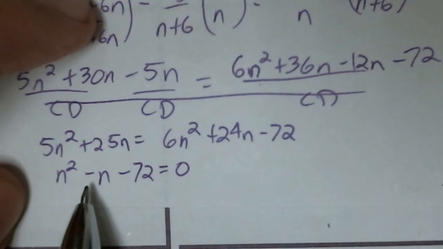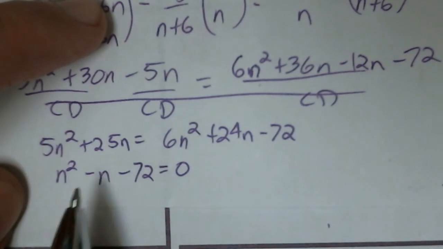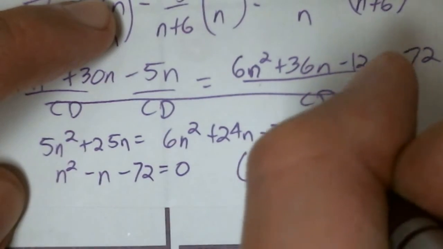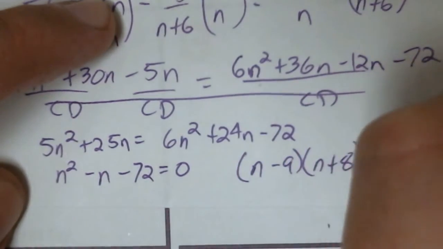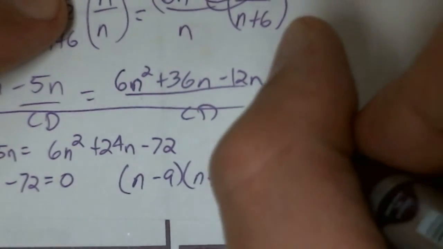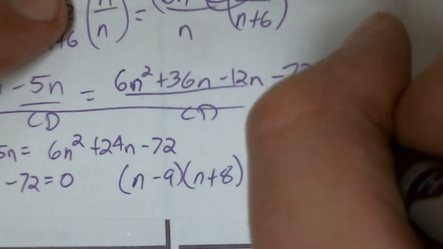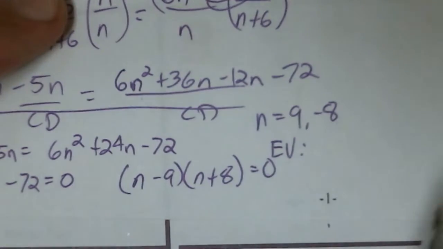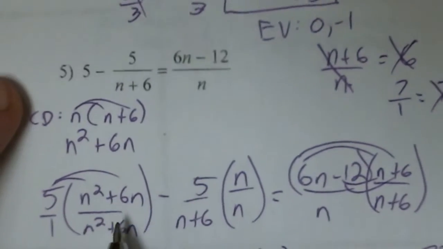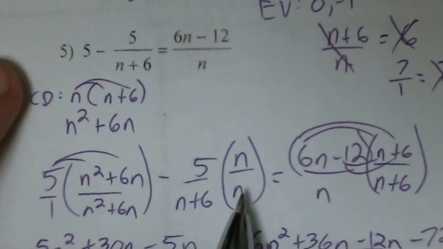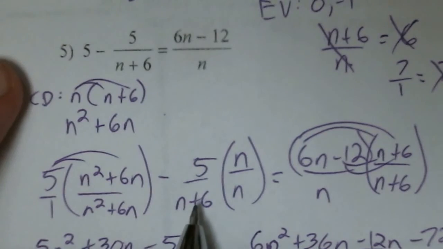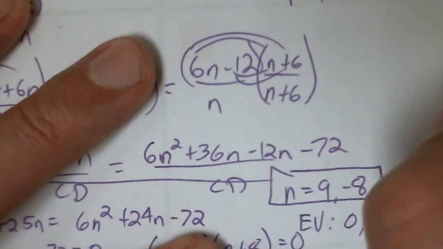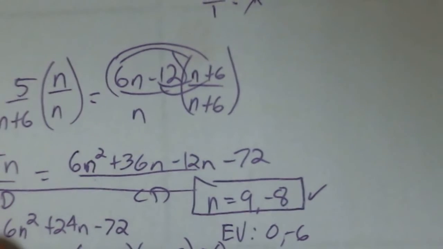What are the factors of negative 72 that add to negative 1? That's 9 and 8. The bigger one has to be negative, so this factors to n minus 9 times n plus 8. I'm going to flippy flip. So n is equal to 9 and negative 8. Let's check out our EVs. Going back up to the factored form here, I have the EV of 0 and an EV of negative 6. So we're good to go. No extraneous solutions.